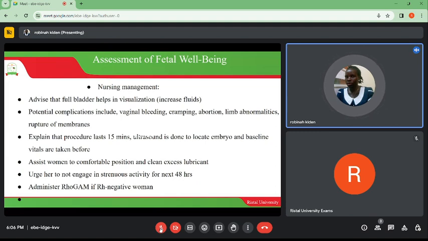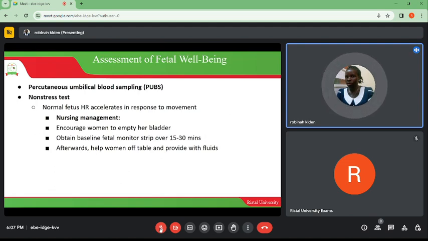Ultrasound is done to locate the embryo and baseline vitals are taken before the procedure is done. So assist women to a comfortable position and clean excess lubricant. Urge her to not engage in strenuous activity for the next 48 hours. Then we also administer RhoGAM if the mother is rhesus negative to prevent the creation of incompatibility.